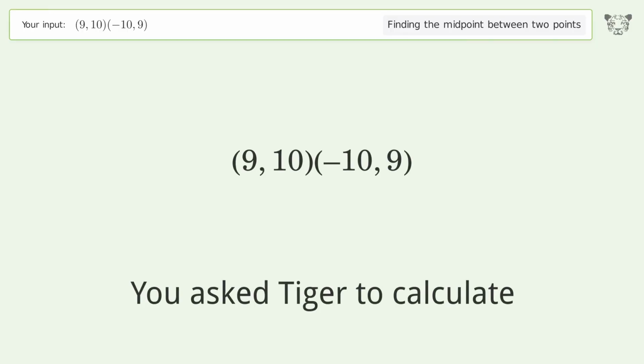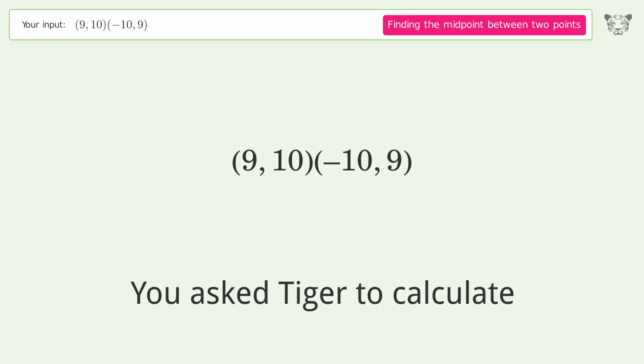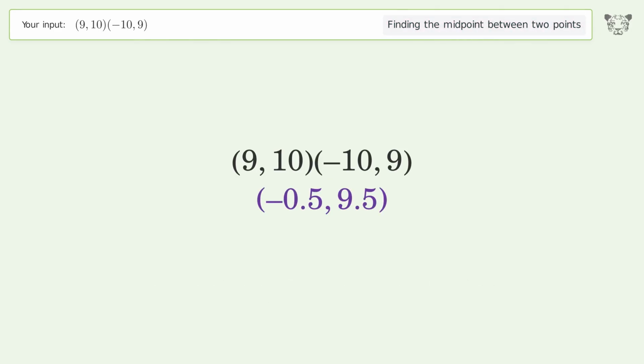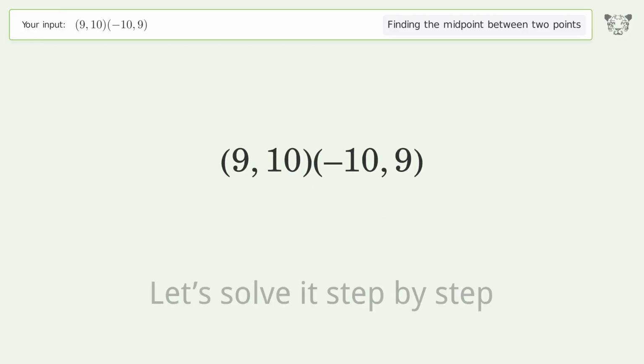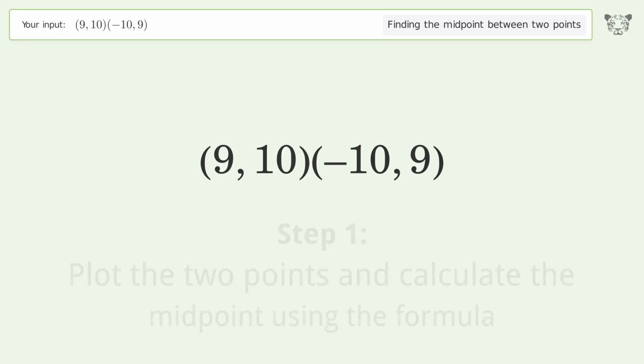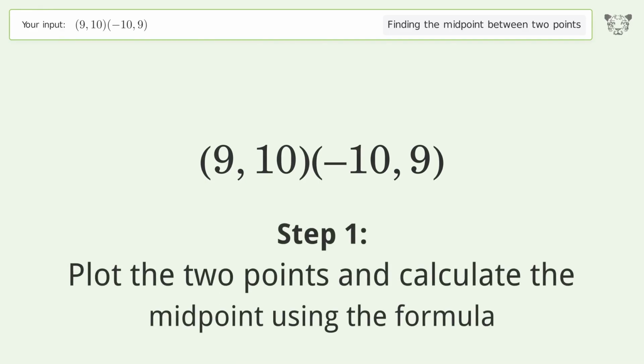You ask Tiger to calculate. This deals with finding the midpoint between 2 points. The midpoint between the 2 points is negative 0.5, 9.5. Let's solve it step by step. Plot the 2 points and calculate the midpoint using the formula.